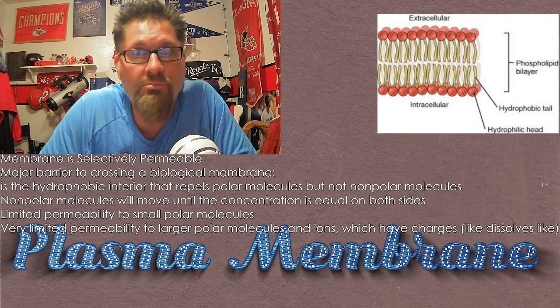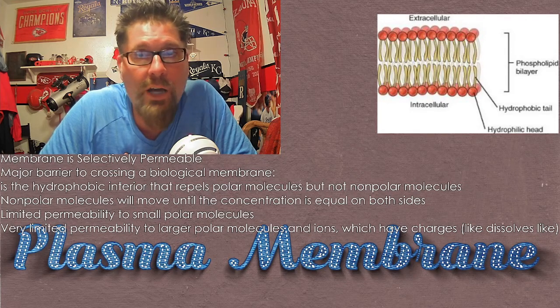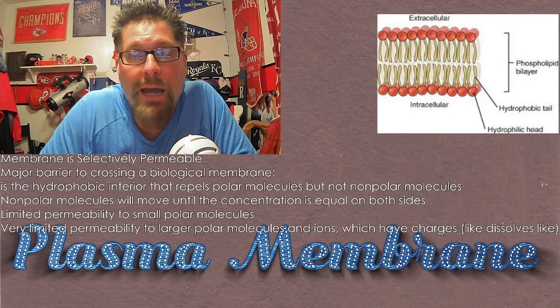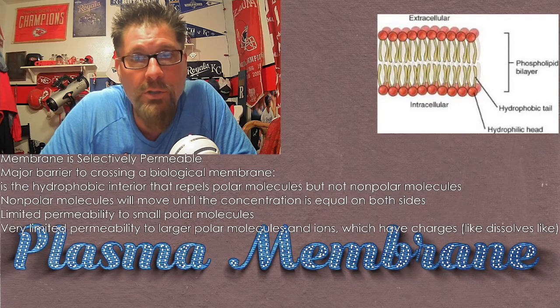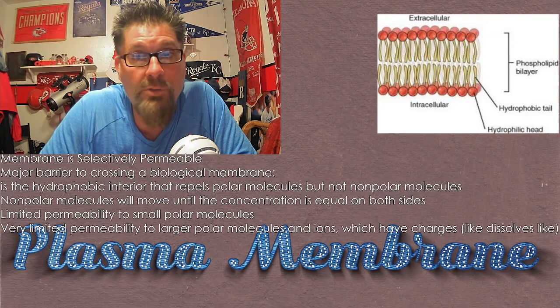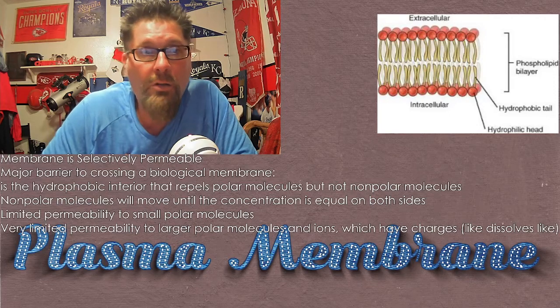If there are 16 oxygens inside and there are 3 outside, then some of the ones on the inside will move outside, trying to balance out. So passive transport and diffusion specifically try to balance out the amounts. That's going to be different than what osmosis does, and that's why it's a tricky concept. But we'll talk about that during that video.